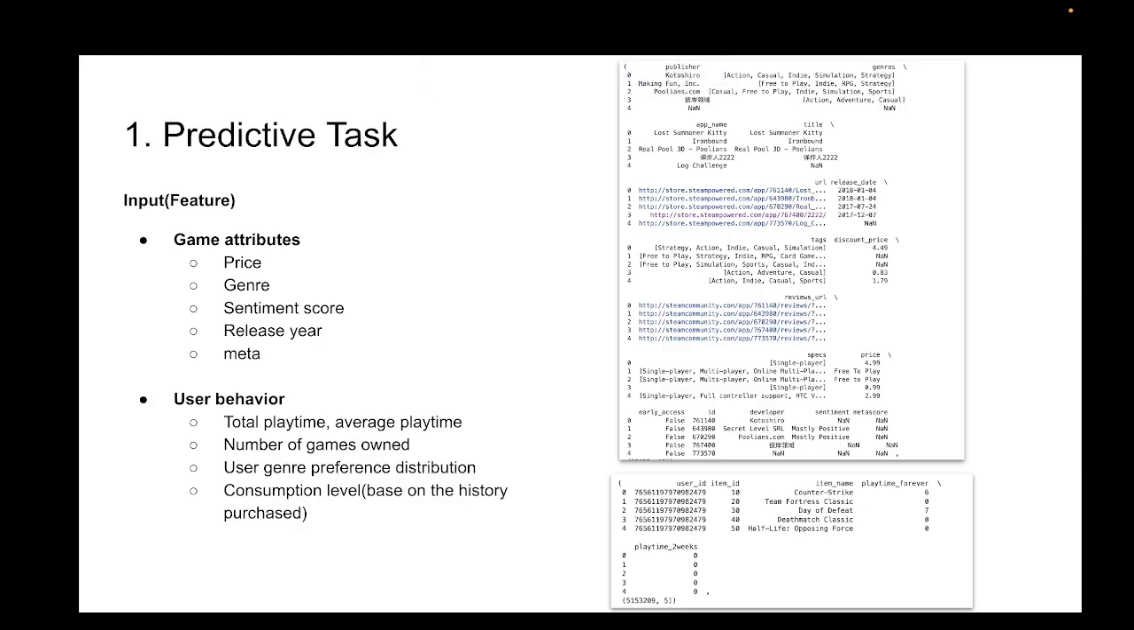The inputs are game attributes and user behavior. The game metadata includes the price of the game, the genre, sentiments, scores, the release year and the meta score. The user behavior includes the total playtime, average playtime, the number of games the user owns, user genre preference distribution, and user consumption level based on the purchase history.